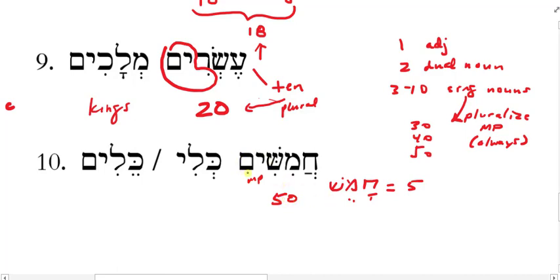Okay? What gender is it? Im is masculine, because it has to be. And then Keli or Kelim, remember this is the singular form, this is the plural. I could have a singular or a plural noun. This is 50 vessels. Okay? 50 vessels. All right.